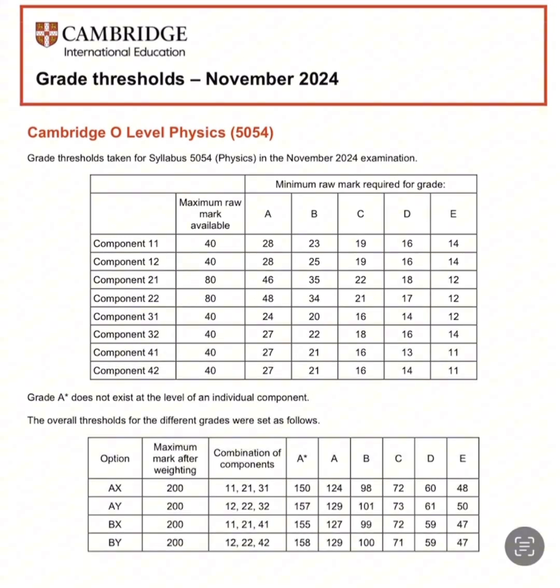Moving to the next subject, that is O-level physics. In O-level physics, you have three components, P1, P2 and P4. For P1 you need to score 28 marks to get an A, and for P2 you need to score 48 marks out of 80 to get A, and for P4, that is ATP, you need to score 27 marks out of 40. For combining these three components, you need to score 158 marks to get an A star and 129 marks to get an A and 100 marks to get B.